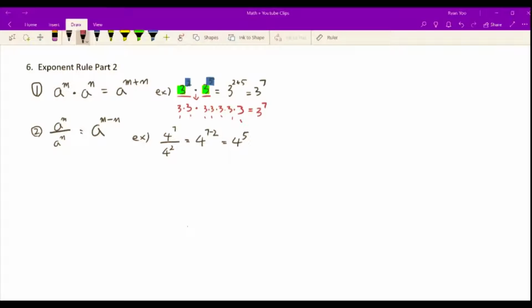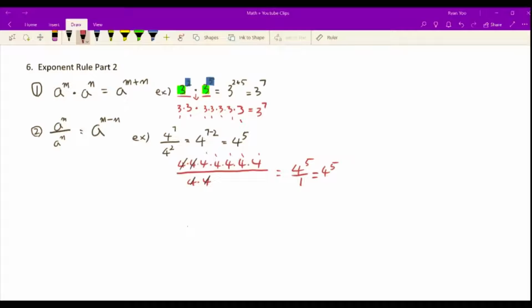The reason is this. 4 to the 7th power means you have 4 times 4 times 4, 3, 4, 5, 6, 7. Divided by 4 to the second means 4 times 4. And we can now cancel. This one cancels out, this one cancels out. Same thing over same thing cancels out. So at the end, what I have left in the numerator is 1, 2, 3, 4, 5. So I have 4 to the fifth power over 1. Of course, we do not write that 1, so it's just 4 to the fifth power.